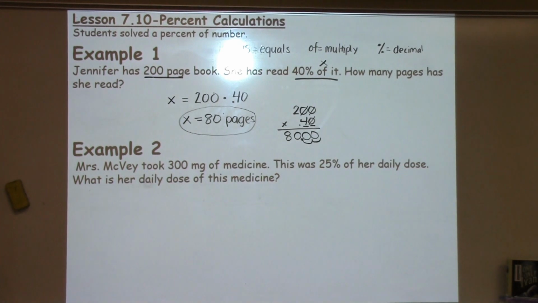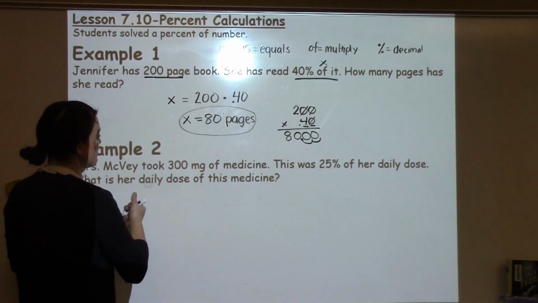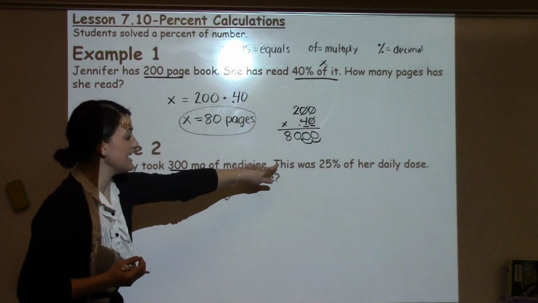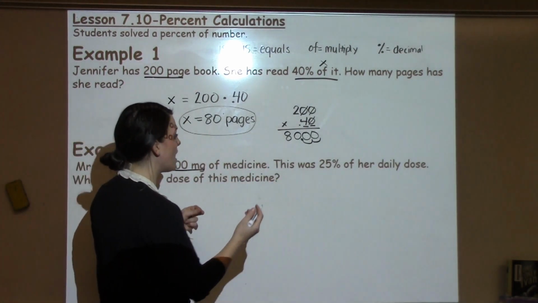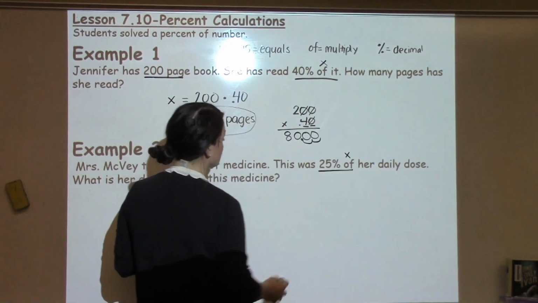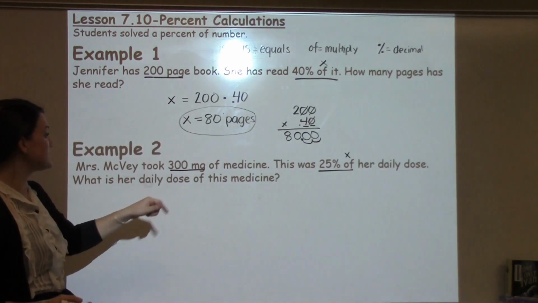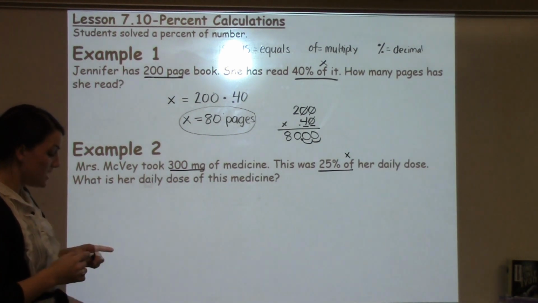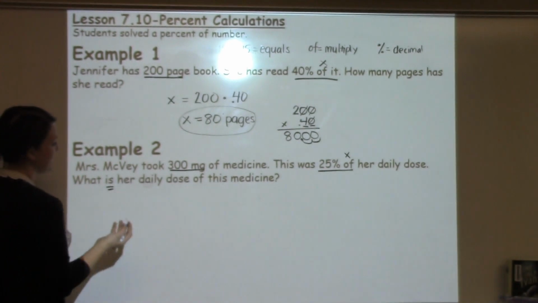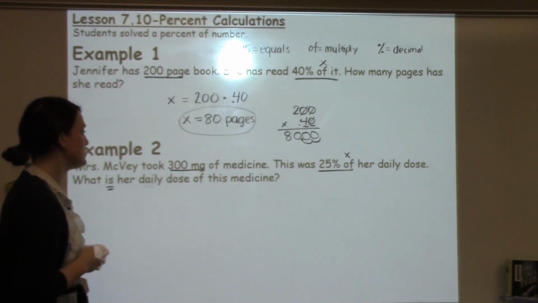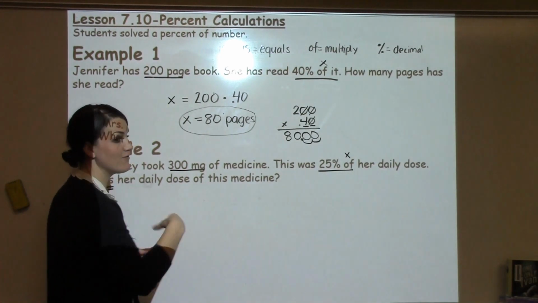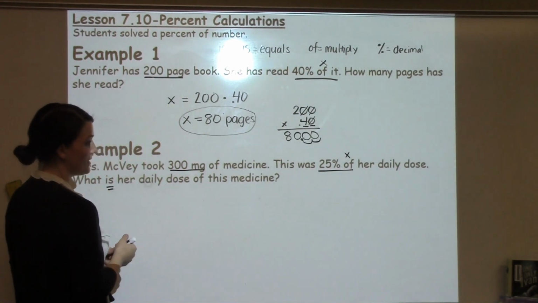Example 2 says Mrs. McVeigh took 300 milligrams of her medicine. So that's how much she took. This was 25% of her daily dose. What is her daily dose of this medicine? So this problem is a little bit different because I'm looking for what equals her daily dose of medicine. 300 milligrams was only 25% of what she normally takes.